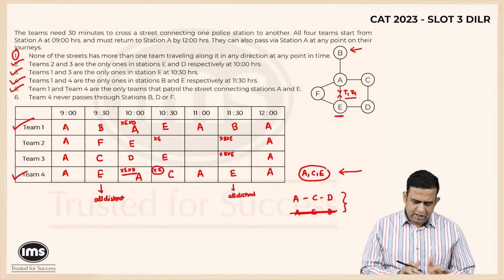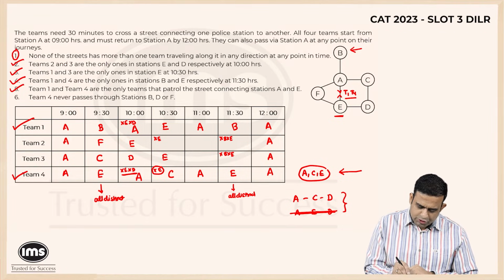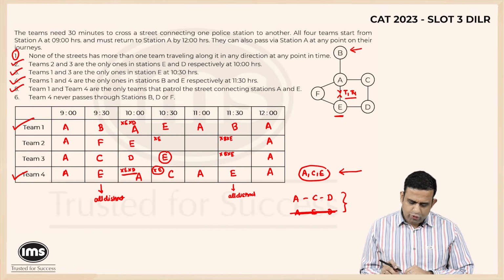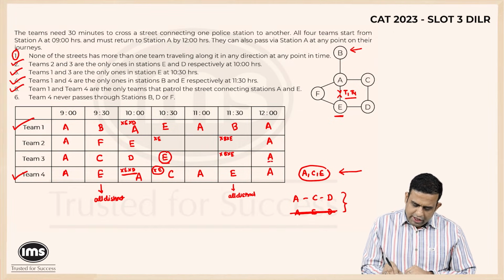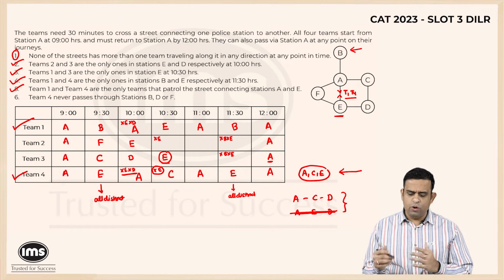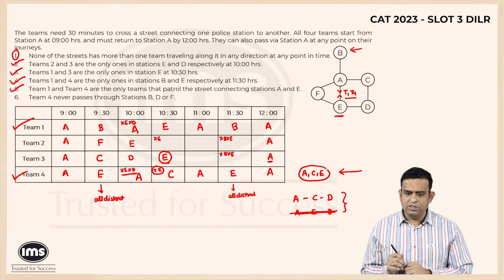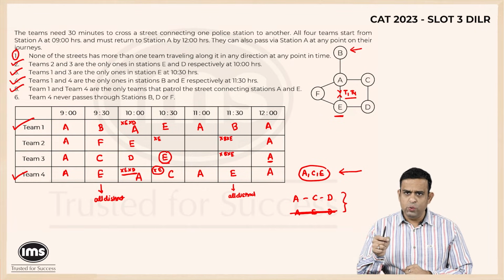If I focus on the other two teams, team number 3 and team number 2, team number 3, if you look at this particular point, happens to be at E. So what we have to focus on is that team 3 was at E at 10:30, and it has to reach A over here. What is the possibility? In total, one can say 1.5 hours. If I want to go from E to A, what is the possibility? One can go from E to A to B, and then B to A.